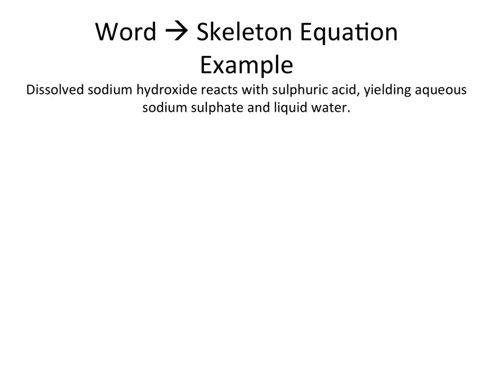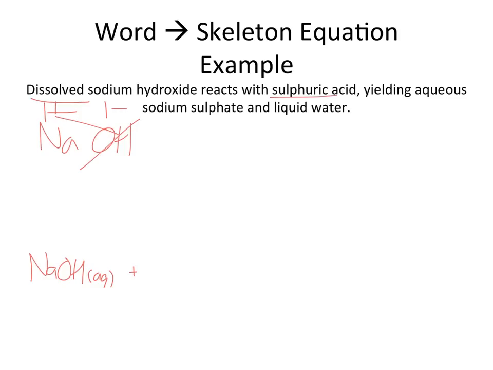So here's another example. Dissolved sodium hydroxide reacts with sulfuric acid, yielding aqueous sodium sulfate and liquid water. So first things first, our dissolved sodium hydroxide, so that's Na and OH. This has a charge of 1+ because it's in group number 1. This is 1- from memory, cross-cross, and we get NaOH, and it says dissolved sodium hydroxide, so that means that it's dissolved in water, aqueous, plus sulfuric acid. So again, we need H for an acid, SO4 because it's going to be sulfate, 1+, we cross-cross, and we get H2SO4, and again, that's going to be aqueous because it's an acid, yielding aqueous sodium sulfate.